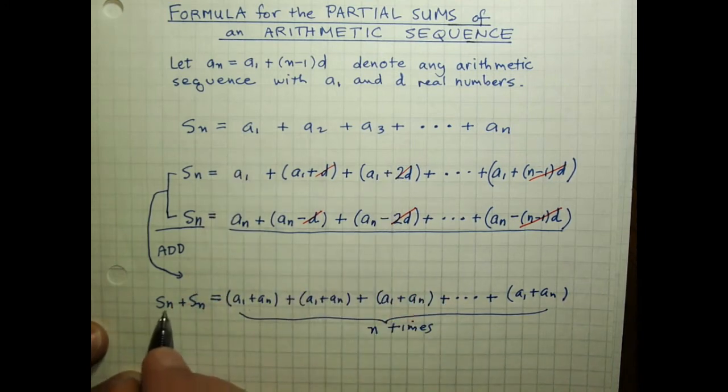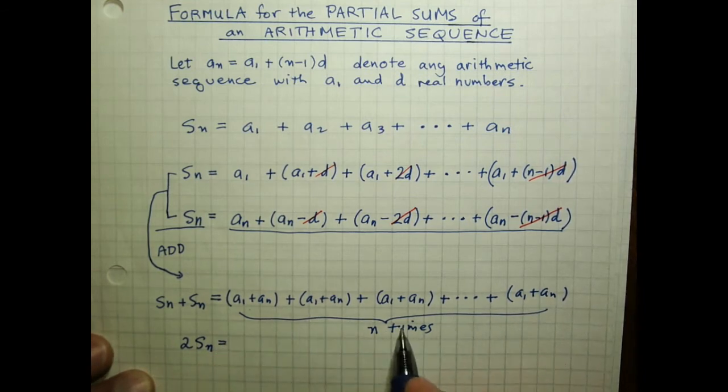This left-hand side, Sn plus Sn, I can rewrite as 2 times Sn. And the right-hand side, because I have that same quantity, a1 plus an, n times, I can just say it's n times (a1 plus an). And so this long sum now I have expressed in this much more compact form.